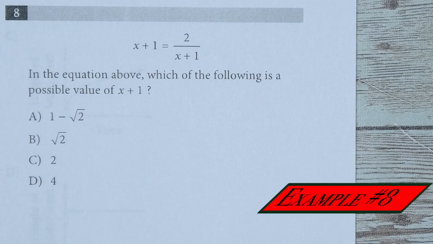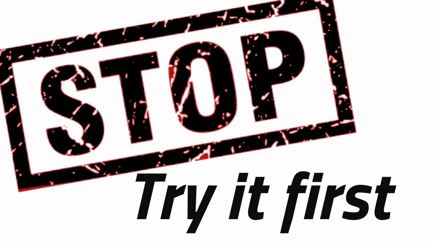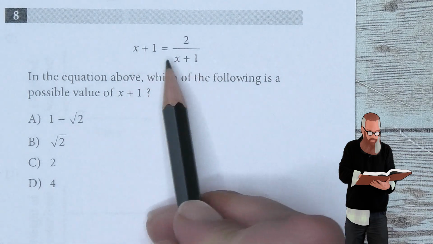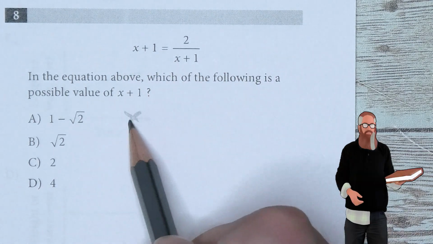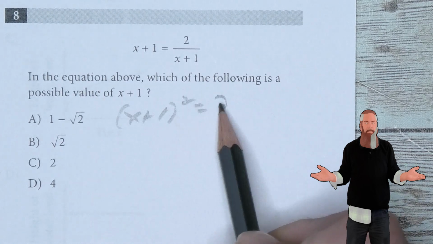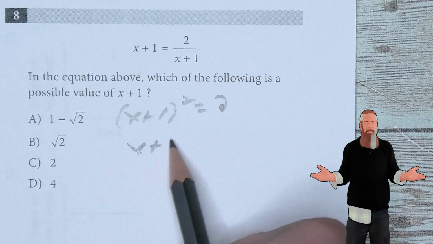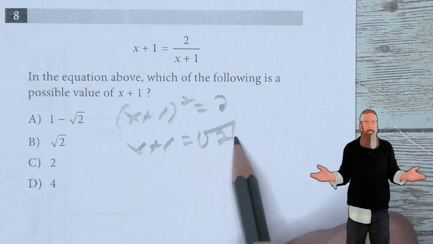In the equation above, which of the following is a possible solution of x plus 1? So if we multiply both sides of the equation by x plus 1, I would get x plus 1 squared is equal to 2. Now, if I take the square root of both sides of the equation, then I would wind up with x plus 1 is equal to the square root of 2.